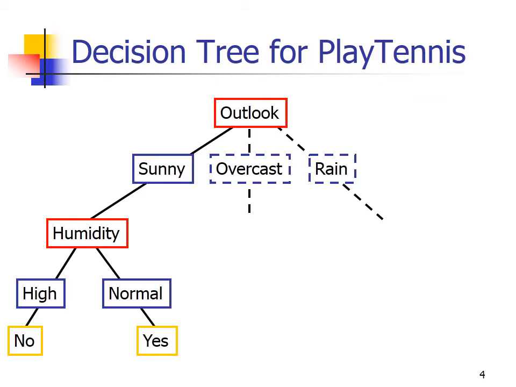Outlook is equal to sunny and humidity is equal to normal. That classifies as yes, or that categorization is yes. Similarly, outlook is equal to sunny and humidity is equal to high. That classification is no.